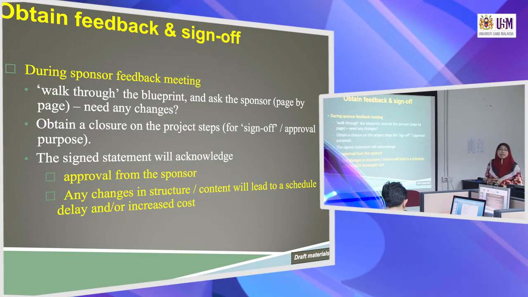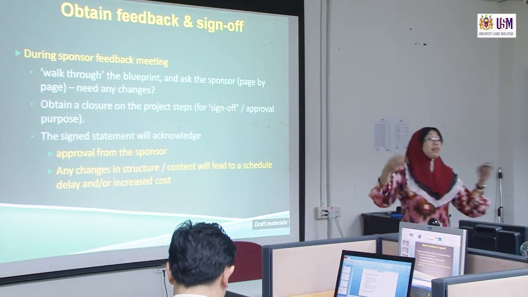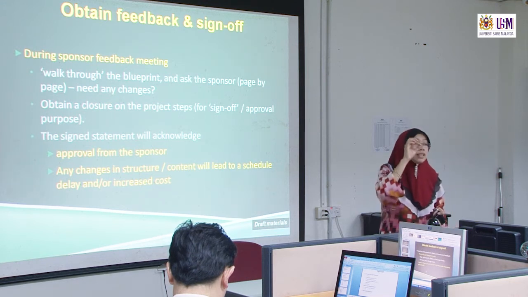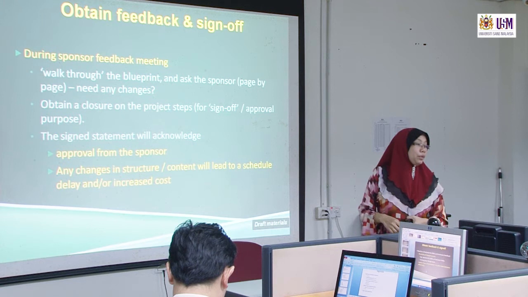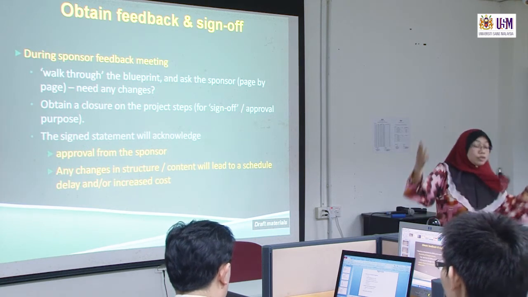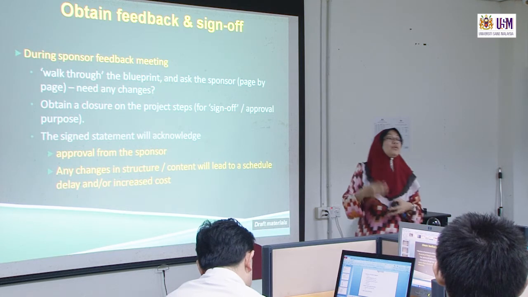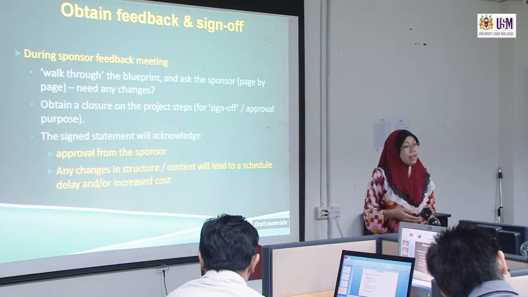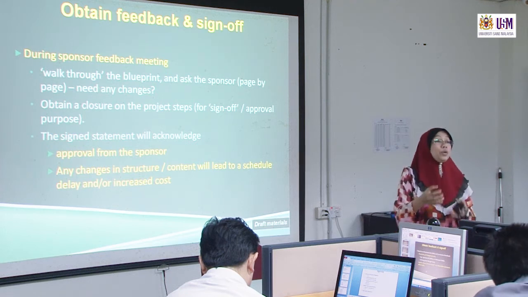Then during the sponsor feedback meeting, if you are going to have one, you will walk through the blueprint. For example, in Roseline's program book, he already mentioned that if you sponsor, we will put your name in the program book. So they will walk through the blueprint and ask the sponsor page by page. Does the sponsor say, I paid 5,000, my logo is just a small one, I need one page for my logo? Then Roslan needs to adjust. But if he only paid $50 but wants a big full cover, then we have to discuss again. You pay only RM50, we cannot put your logo on one page.